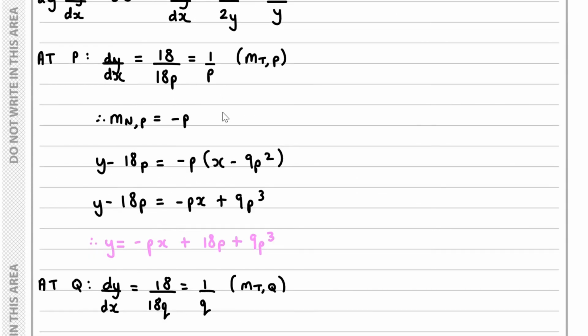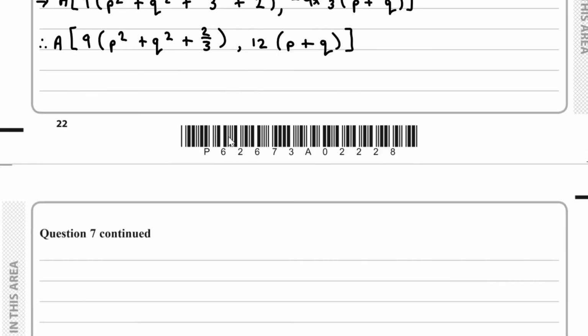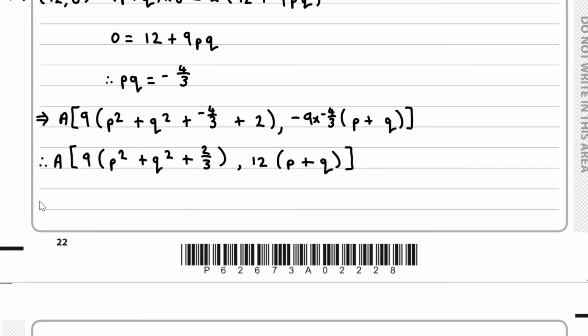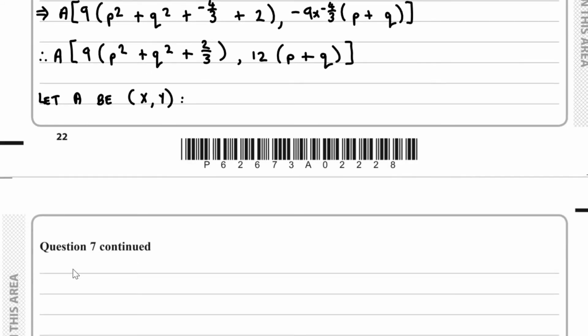So with that, what we will do is we will let A have coordinates (x, y). And if we do that, what you can see is x is equal to this result here, and also y will equal 12(p + q). So how does this help us?